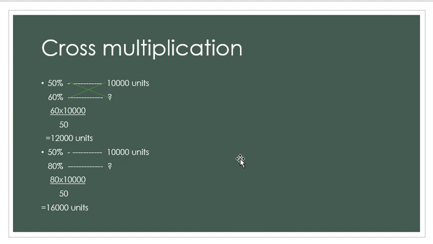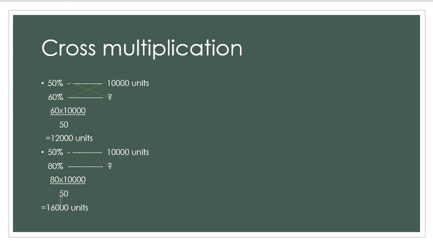So this is your cross multiplication: for 50%, if 10,000 units are manufactured, then for 60%, how much is it? You will cross multiply: 60 into 10,000 divided by 50, which gives you 12,000 units. So for 60%, 12,000 units are to be manufactured. Then for 80%, how many units are to be manufactured? Again cross multiplication. For 50%, if it is 10,000 units, then for 80%, how much is it? Cross multiply 80 into 10,000 divided by 50, which gives you 16,000 units.